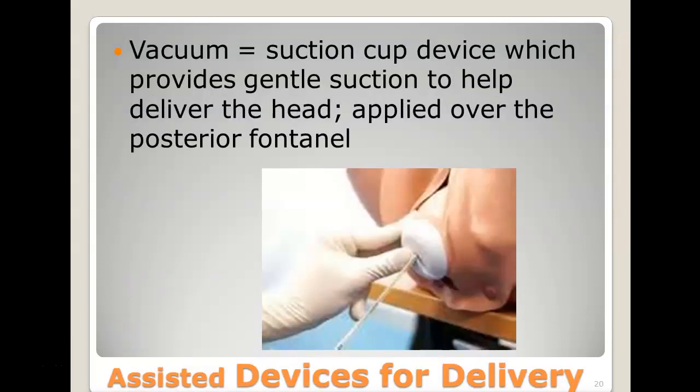If a physician chooses to use a vacuum instead of a forceps, this is a suction cup device which provides gentle suction to help deliver the head. It's applied over the posterior fontanelle. Then the pressure is pumped up by a pump gauge that either the physician themselves controls or the nurse can. And with that suction on the baby's head, again, same thing. Mom pushes. They use this to gently pull and guide the baby out as well.